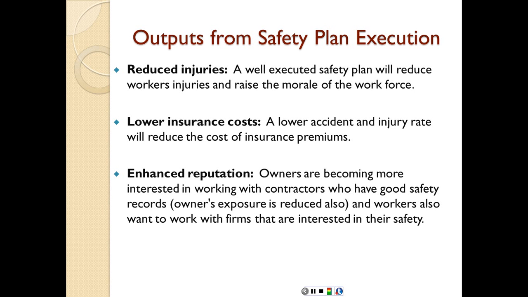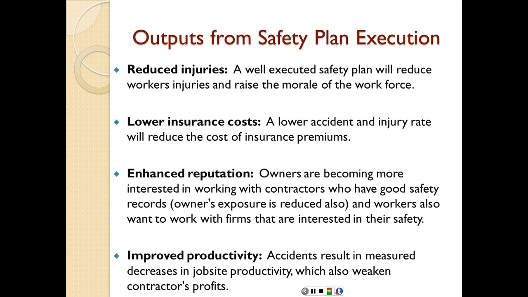So the EMR, as we mentioned just a second ago, is going to be a measure. Consider an owner looking at two contractors who have everything equal, but one of them has an EMR of, let's say, 1.1 versus one who has an EMR of 0.76. The lower the EMR, the better, by the way. The higher the EMR, it shows that you have more accidents. So the owners are going to differentiate based on the EMR. And improve productivity. Accidents result in measurable decreases in job site productivity, which also weaken the contractor's profits.